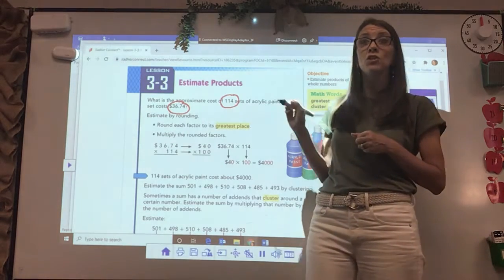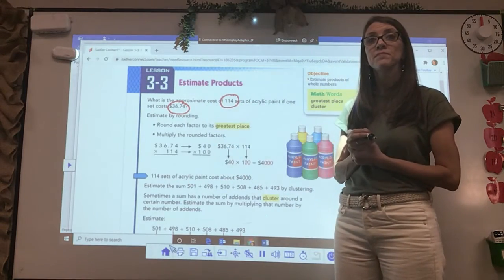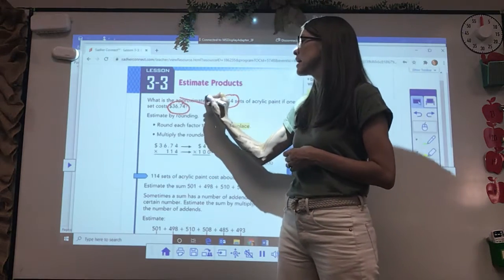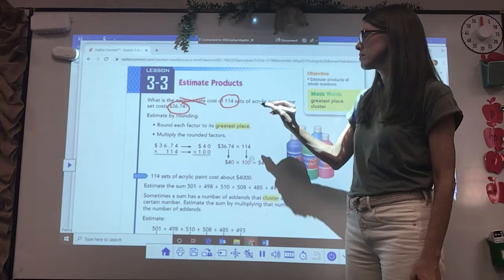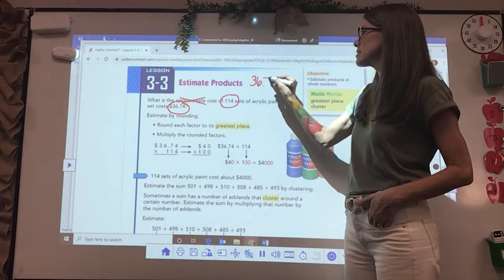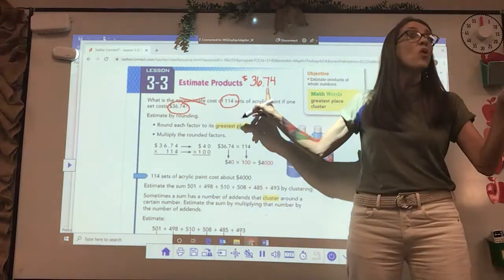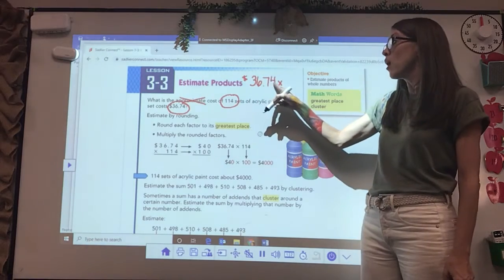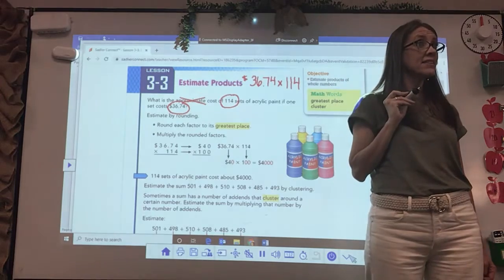So let's listen to Jackson. What would your number sentence be for this? Remember I said we're going to pretend that approximate is not there. Yes, $36.74 times 114. This is how much one set of paint costs. One set. We need 114 of them. So we need to multiply the cost of one times 114. Does everyone understand how we got there? Yes.